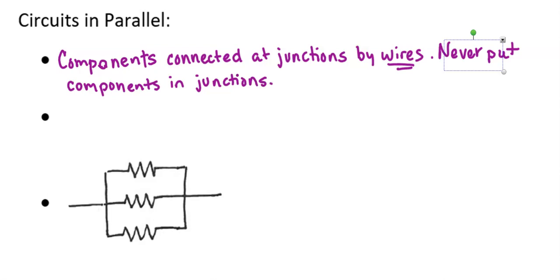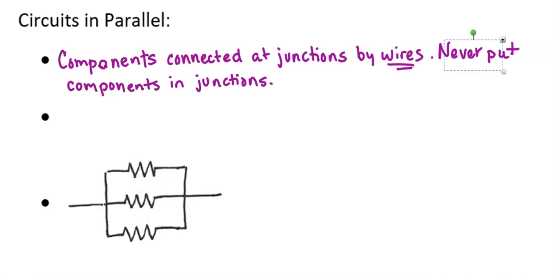So that means that if we look at, for example, this right here, that's a junction. It's where multiple things are coming together. We would never want to draw a capacitor or a resistor or a switch in that space. All right.